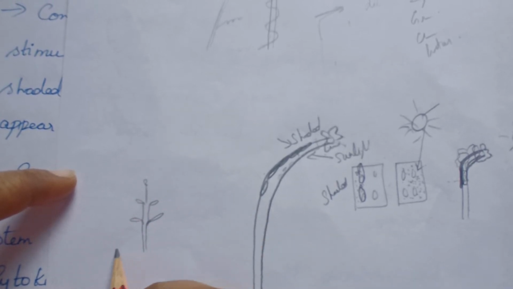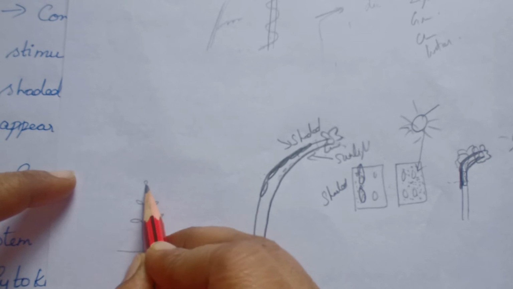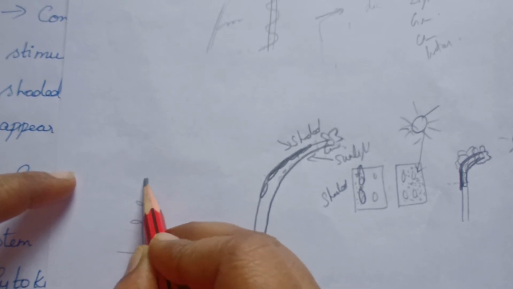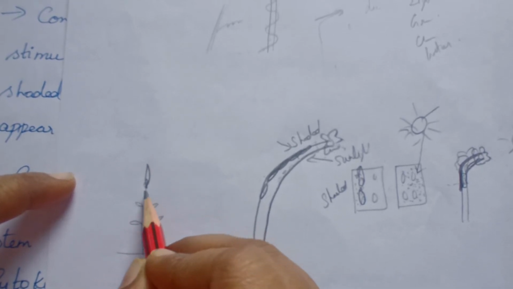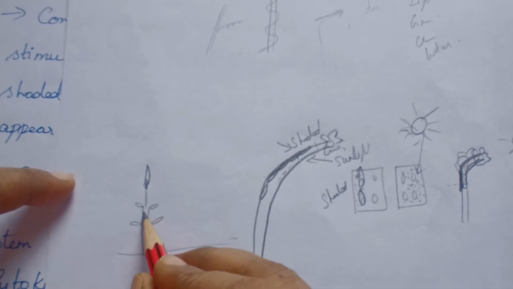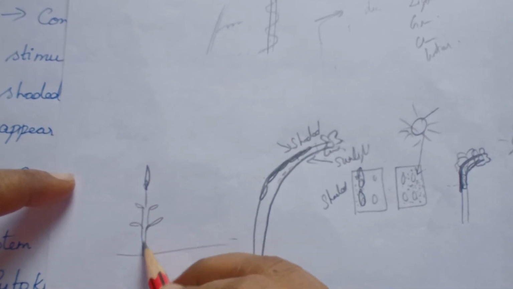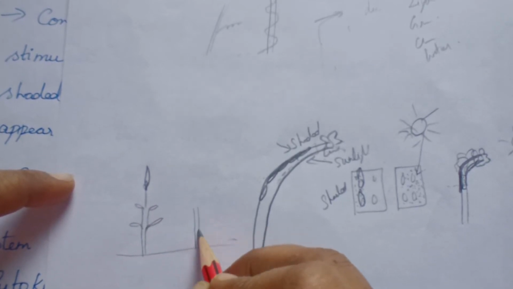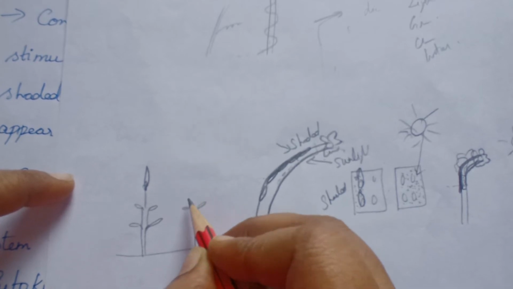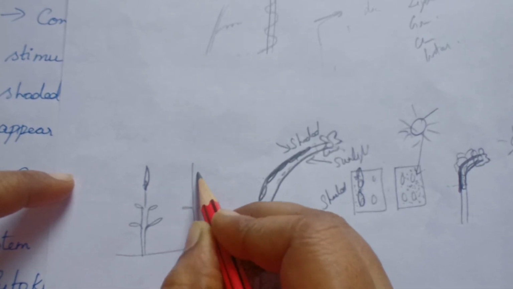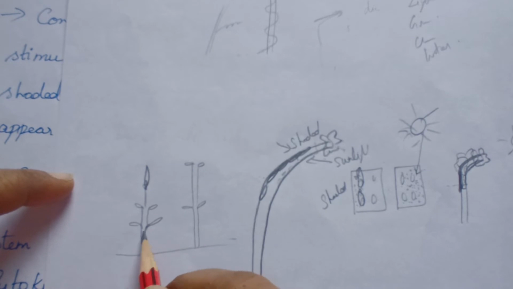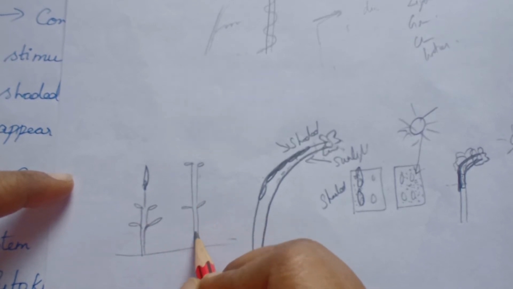Okay, auxin will be present at the tip. Here it will show the elongation. But here, the stem, how did this plant become, see the stem size, now it is elongated.